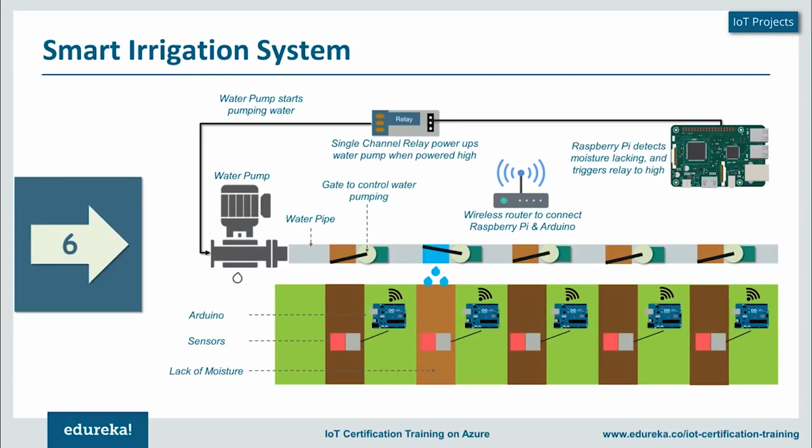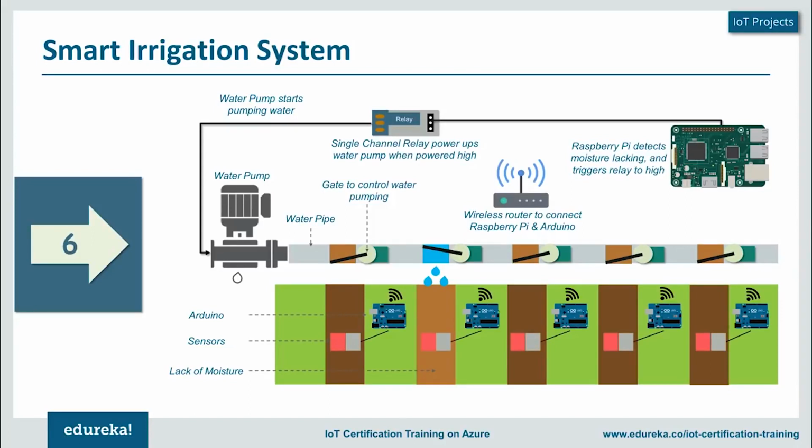So let's say a specific lane does not meet the minimum required moisture, then what it would do is that it would send a signal to the Raspberry Pi. Again, all these devices are connected on the same wireless router network, and the Raspberry Pi would identify the lack of moisture and pass a signal to the relay. The relay in turn would initiate the water pump and water would be pumped.